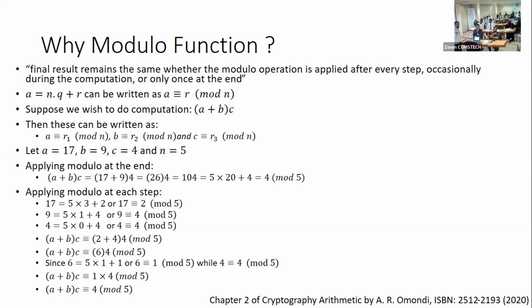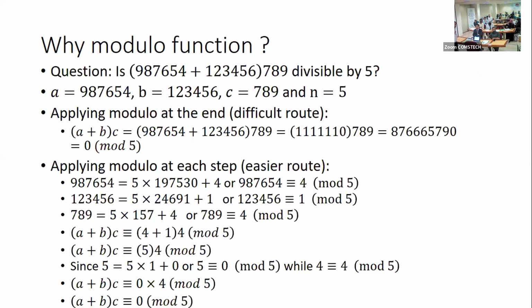So what we do, instead of multiplying these numbers, adding a plus b and c, we transfer it into a modular form. In modular form, (a plus b) times c is congruent to (r1 plus r2) multiplied by r3. And it turns out this is easier to do. Why is this easier to do? In the next slide. So suppose I have a bigger number. So now we cannot do it in our head.